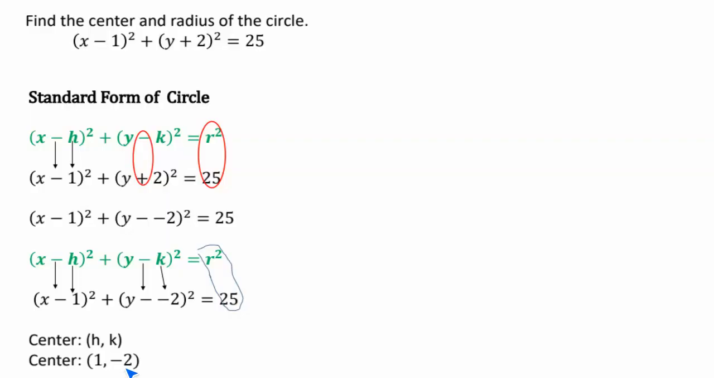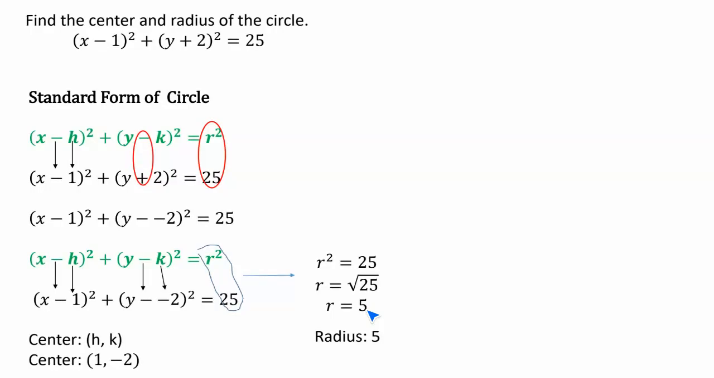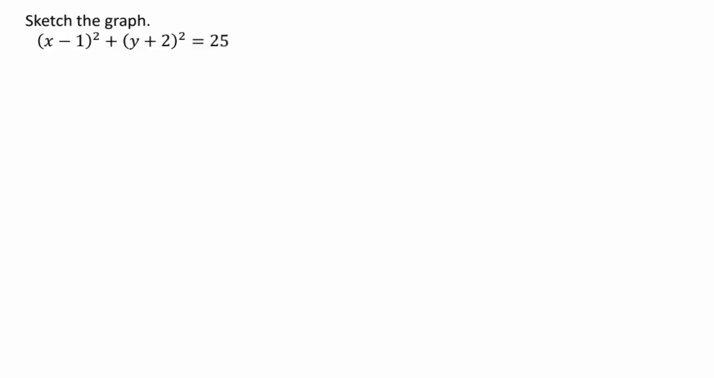And then for our radius, we can write it as r squared is equal to 25. We can take the square root on both sides. So we end up with r is equal to the square root of 25, and the square root of 25 is 5. So remember, when we take the square root, we get a plus or minus value. But since we're dealing with distance here, the radius from the center to the edge of the circle, we only consider the positive value.